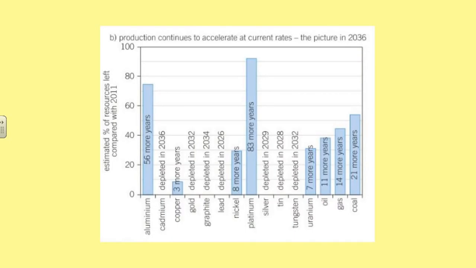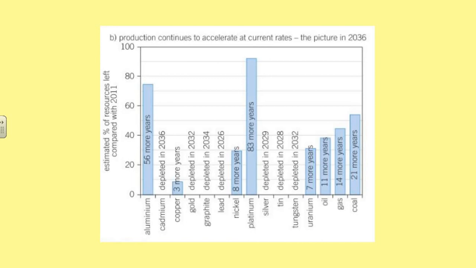Now this next graph shows us the estimates based on if the use of these resources continues to accelerate at the rate it was back in 2011. So in other words, we've been using all of these resources at a faster and faster rate, and if that rate of increase continues, then this shows a bit more of a dire situation than on the previous graph, because most of these resources are predicted to have run out by the time we get to 2036.